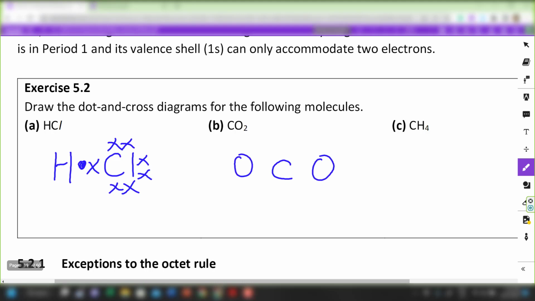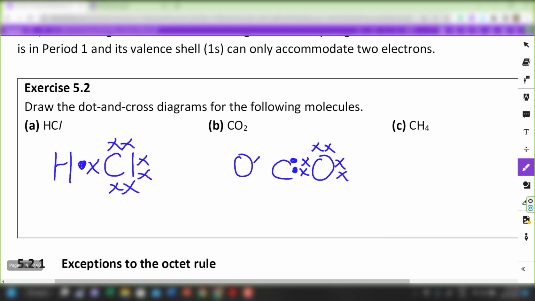Okay, and you know that carbon has 4 valence electrons, oxygen has 6. So the easiest way is to focus on oxygen first. In order for oxygen to attain the octet configuration, it will need to share 2 of its electrons with carbon, because in the process of sharing 2 of its electrons with carbon, carbon will share another 2. So in that case, if you do a quick count, 2, 4, 6, 8. So that's a total of 8 electrons around oxygen.